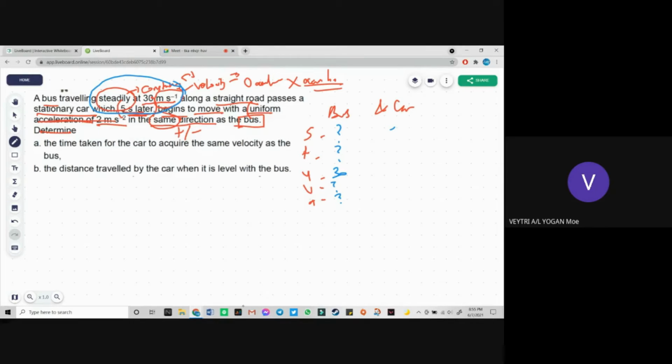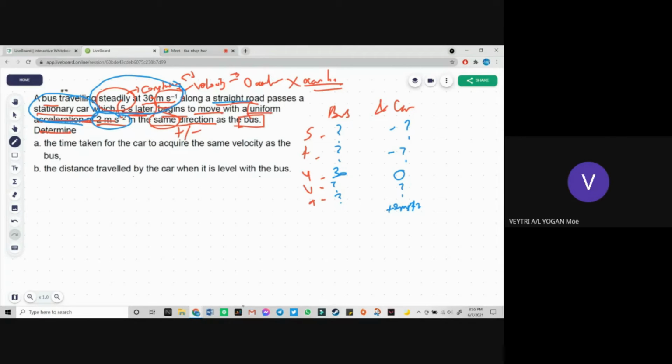Next, let's talk about the car. When we are talking about the car, the displacement, you don't know. Time, also you don't know. Initial velocity. Can you guys see over here? Straight road passes a stationary car. Initial velocity kosong. Kenapa? Terang-terang dekat situ, initial velocity kosong. Alright, final velocity, you don't know. Acceleration, 2 meter per second square. Kenapa? It's already written over here, acceleration 2. Remember, this is positive. Alright?